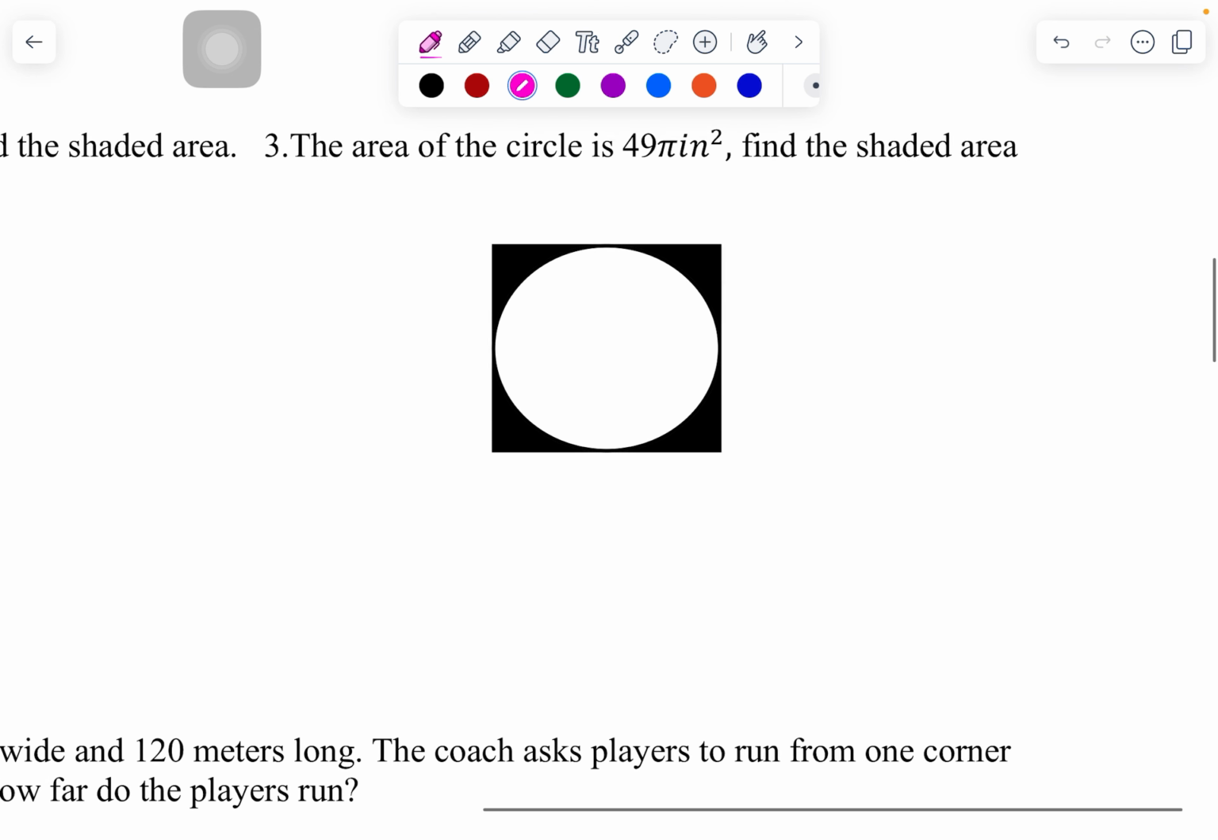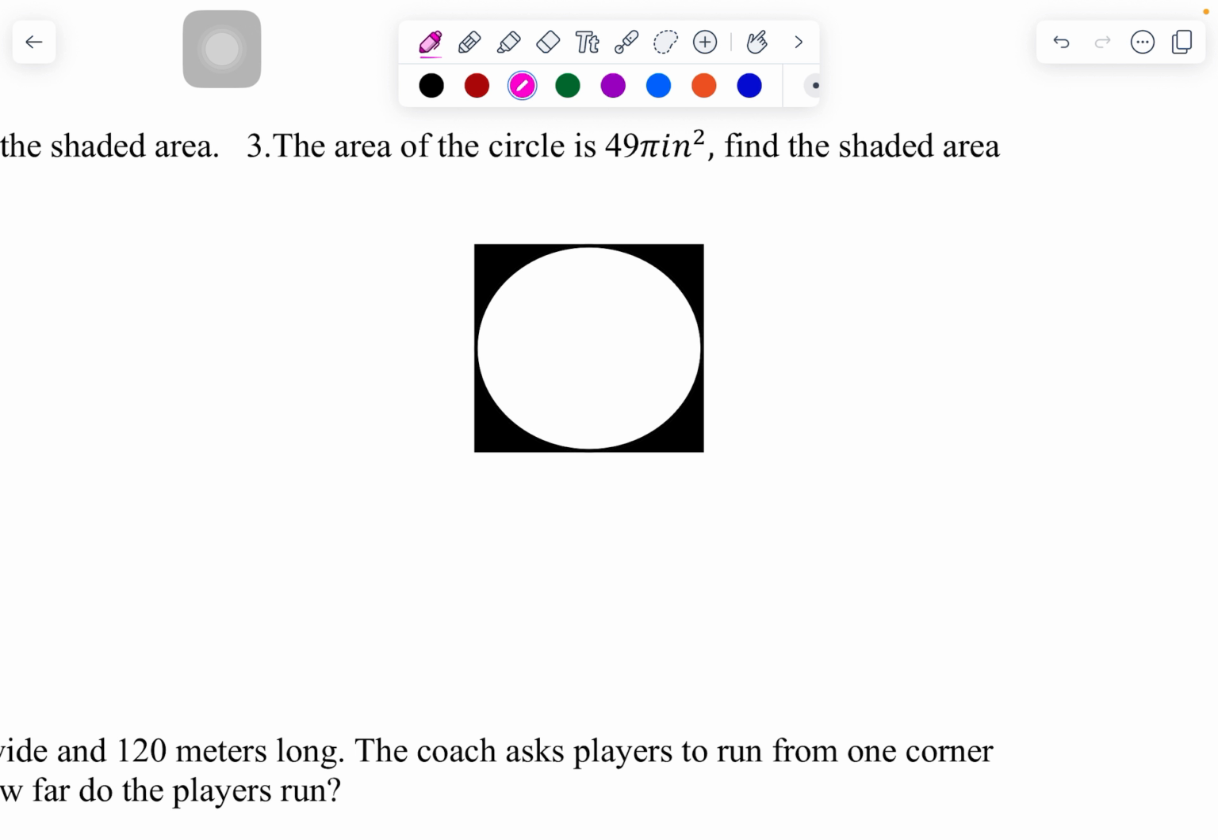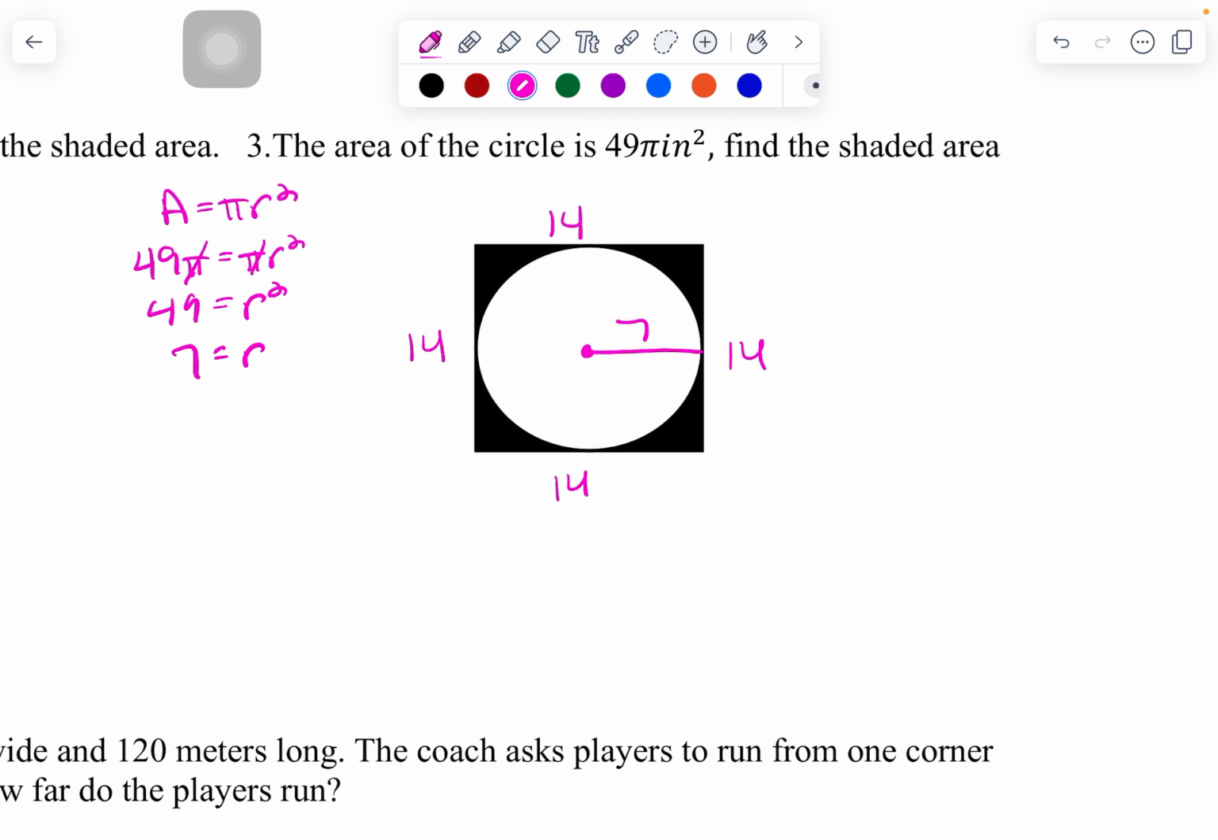Problem number 3. The area of the circle is 49 pi inches squared. So area is pi r squared, so 49 pi equals pi r squared, right? Pi and pi cancel out. So r squared equals 49, which means r is equal to 7. So I have a radius here of 7. If I double that, that's going to give me sides of 14, 14, and 14.